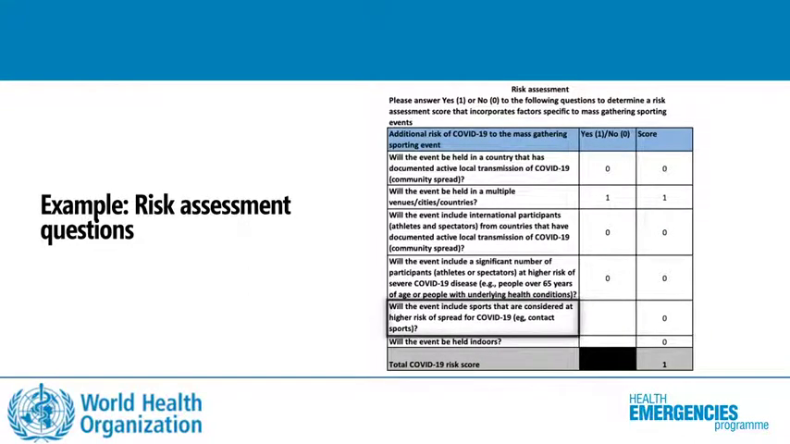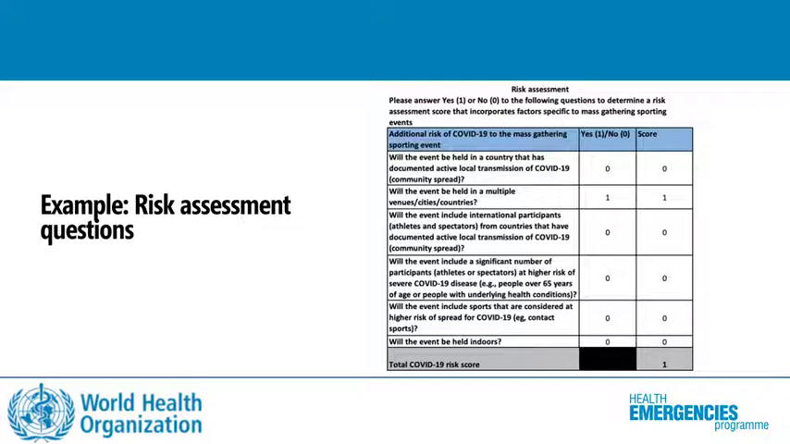Question 5. Will the event include sports that are considered at higher risk of spread for COVID-19, such as contact sports? No. The event will not include contact sports, so we can give this question a score of 0 to indicate no. And question 6. Will the event be held indoors? No. The event is planned to be held in outside track and field venues at each university. Therefore, we can give this question a score of 0 to indicate no.